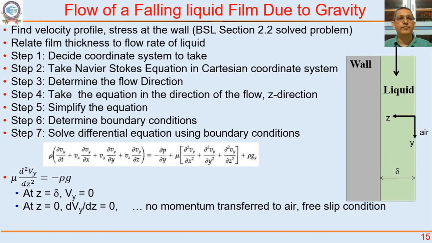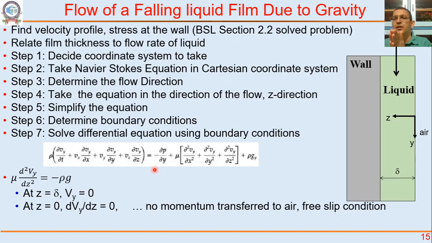Next problem. Okay. Flow of a falling liquid film due to gravity. So imagine that there is a wall and the liquid is falling next to the wall. It is sliding on the wall, if you like. Example: imagine there is a car windscreen, rain is falling, water is sliding on the glass windscreen.